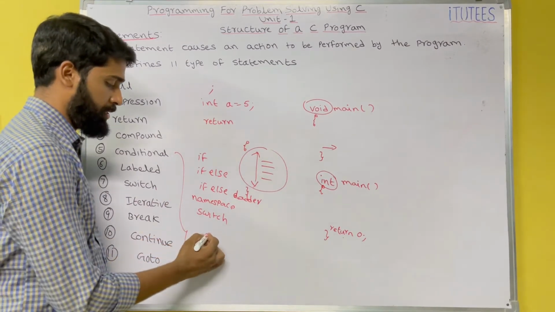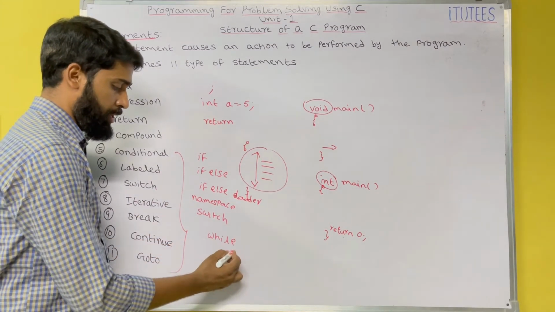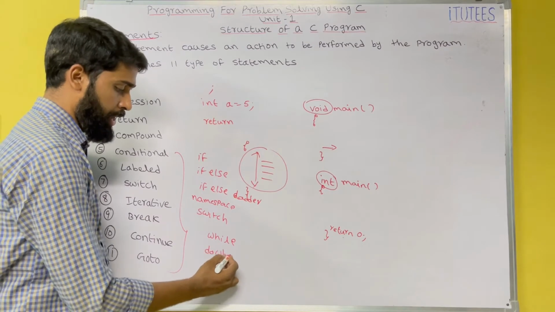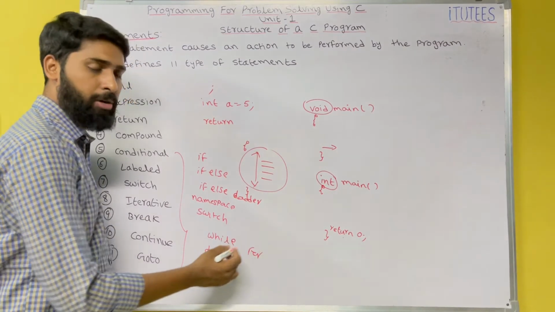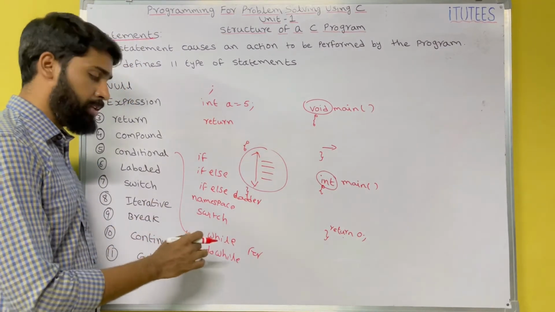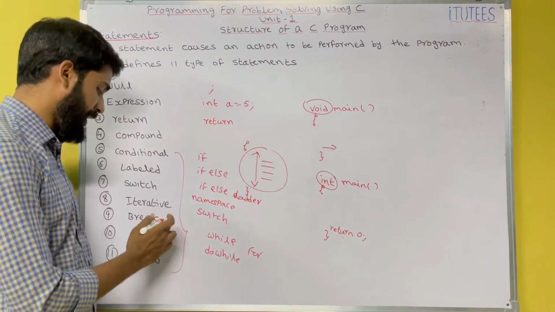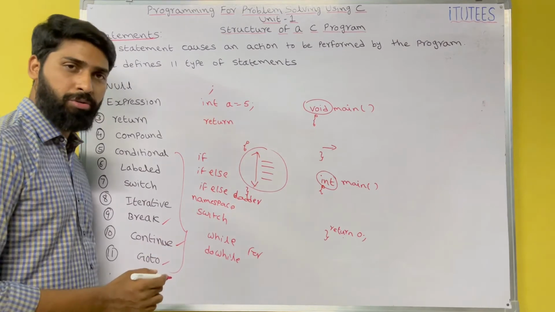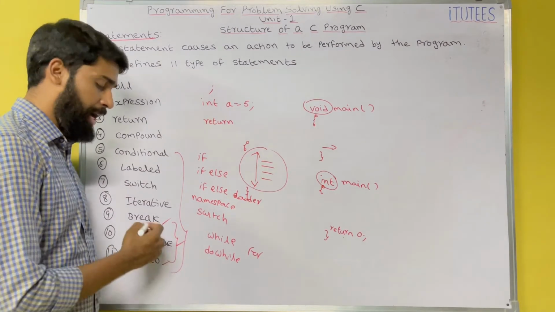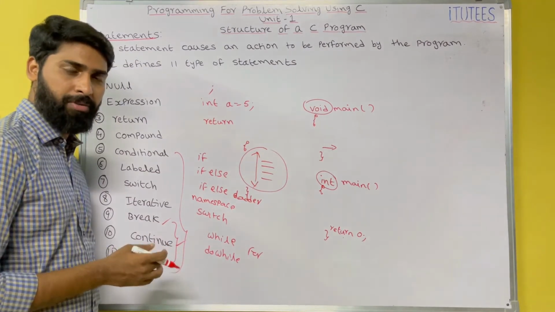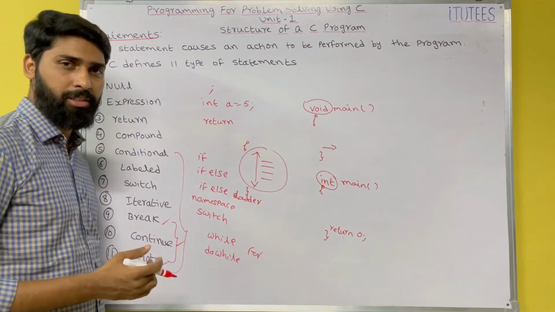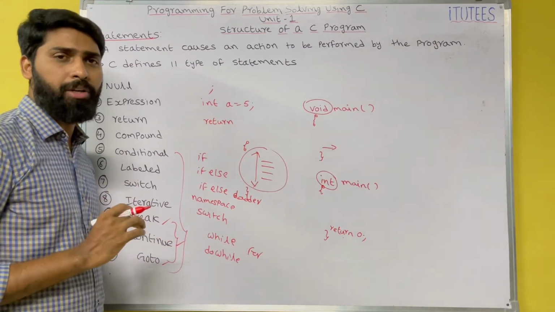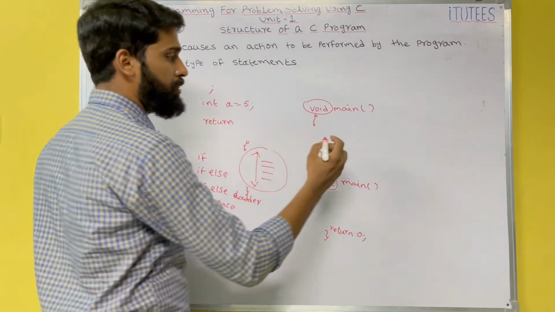Iterative statements: while, do while, and for. These statements you use for iterations. Next, break statement, continue statement, goto statement. These three are unconditional statements, which we discuss in future classes. In this class, the important point is the first one.